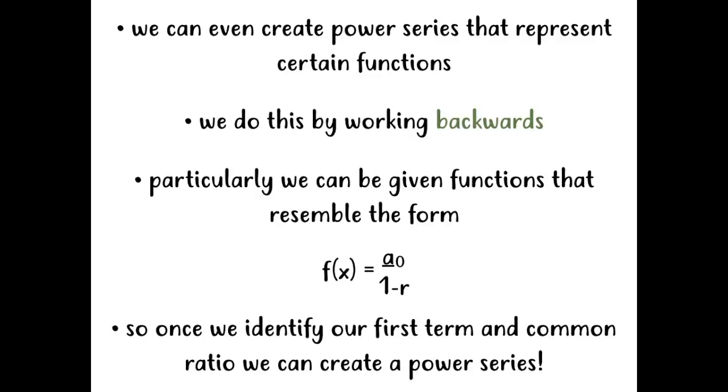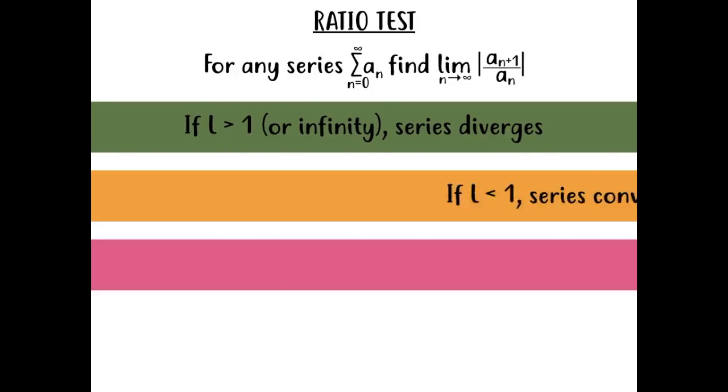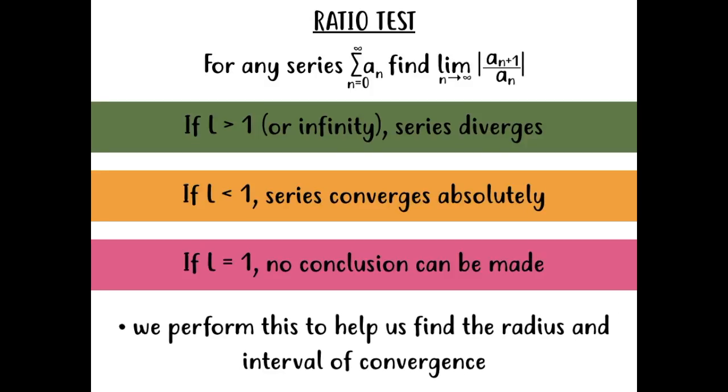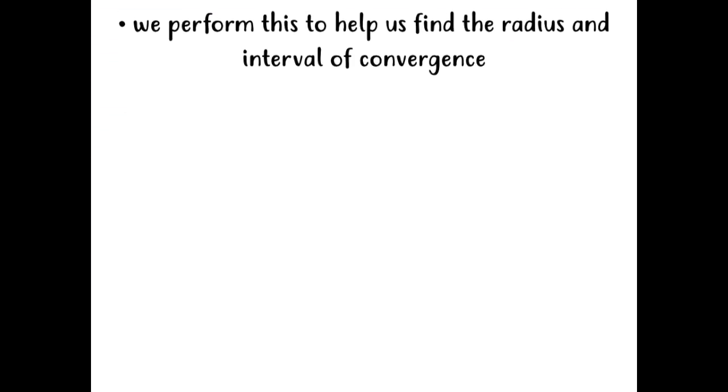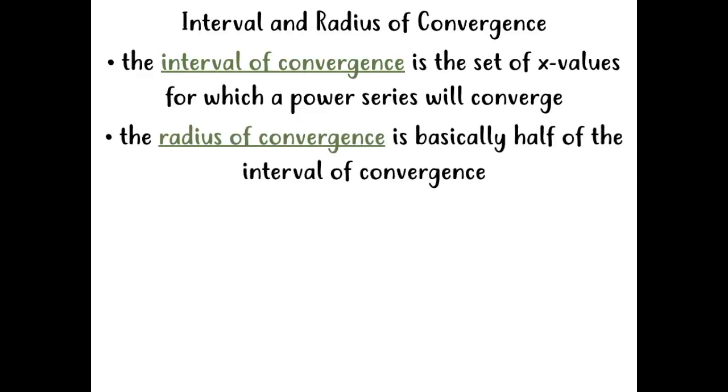When dealing with power series, it is also helpful to know the ratio test. For any series, we're finding the limit as n approaches infinity of the absolute value of a sub n plus 1 all over a sub n. So if our limit is greater than 1 or is infinity, the series diverges. However, if the limit is less than 1, then the series converges absolutely. But if it's equal to 1, then no conclusion can be made. We perform the ratio test to help us find the radius and interval of convergence. The interval of convergence is the set of x values for which a power series will converge, and the radius of convergence is basically half of the interval of convergence.